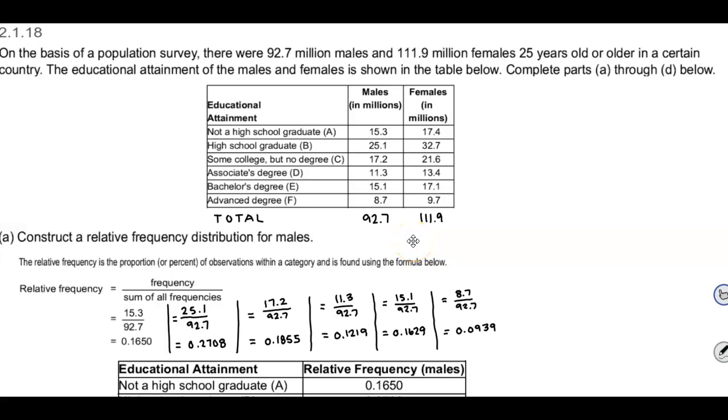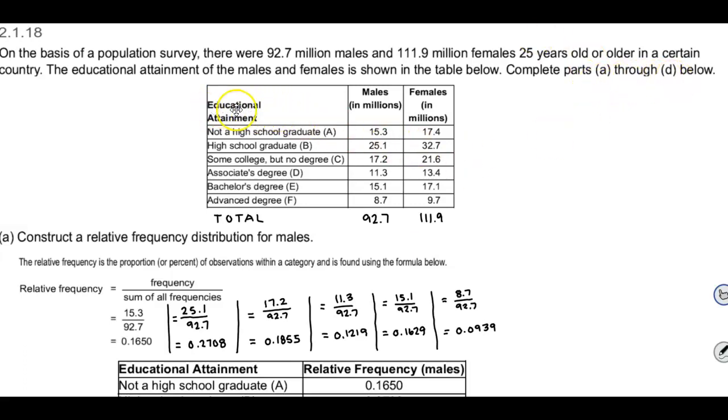In section 2.1.18, on the basis of a population survey, there were 92.7 million males and 111.9 million females 25 years old or older in a certain country. The educational attainment of the males and females is shown below in the table. We want to complete parts A through B.